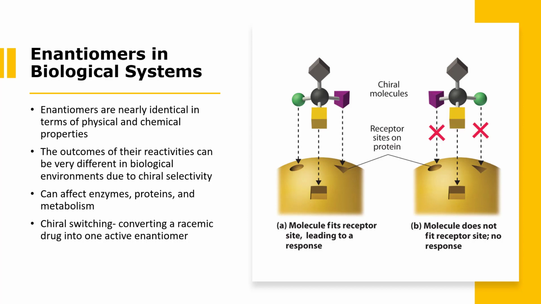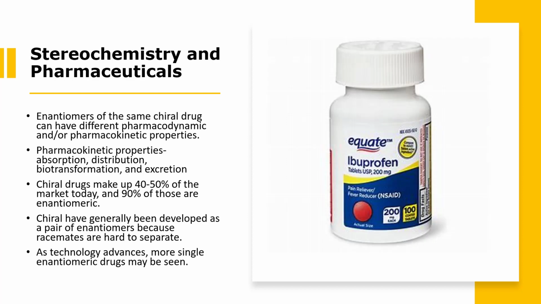Some racemic drugs have one functional enantiomer and one inactive enantiomer. However, it is possible to convert a racemic mixture into the active enantiomer via chiral switching. Other racemic drugs have enantiomers that have 2 completely different functions. The enantiomers of chiral molecules can have different pharmacodynamic and pharmacokinetic properties. Pharmacokinetic properties involve absorption, distribution, biotransformation, and excretion.